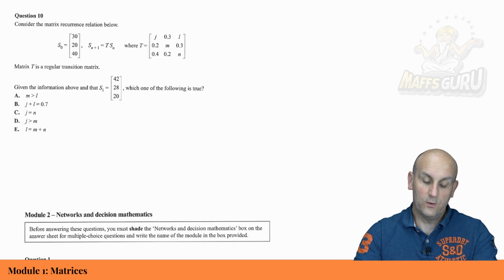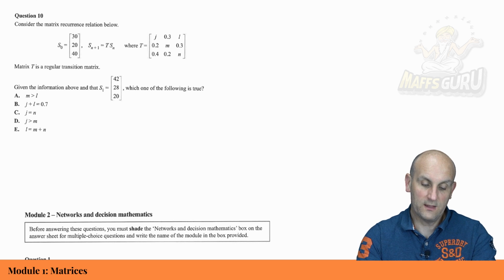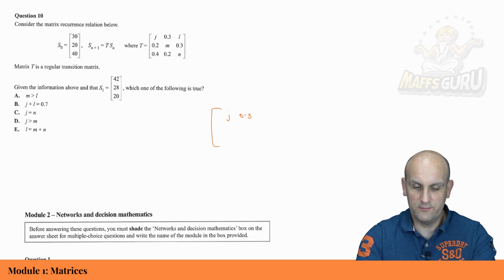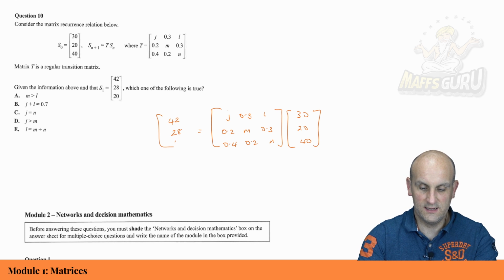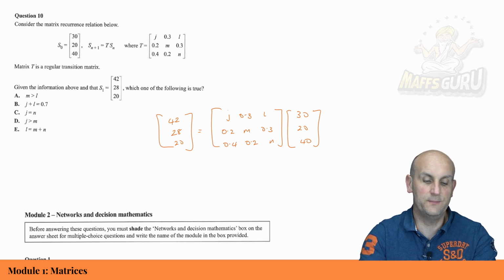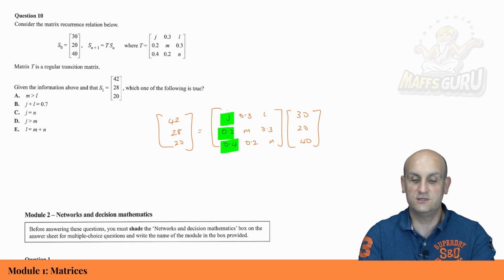What do we need to know? Well, first things first, we knew that the transition matrix was J, 0.3, L; 0.2, M, 0.3; 0.4, 0.2, and N. There are a number of ways of doing this question, to be honest with you. S was 30, 20, and 40, and that would have given me 42, 28, and 20. Long story short, we know that columns have to add to 1 for transition matrices.